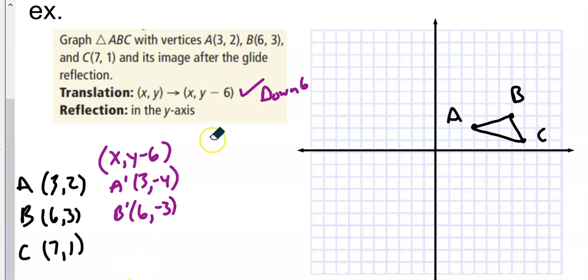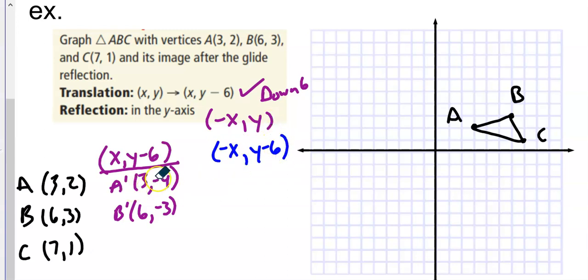But now some of you might say, well, can't I do this all at once? Because if you look at your reflection here over the y-axis, if you recall, what does that do? Well, that actually just changes your x value and leaves your y the same. Can we just combine these? And the answer to that is absolutely. So you could just simply take your x's, negate them, and then also subtract 6 from your y. So you could actually skip this step.